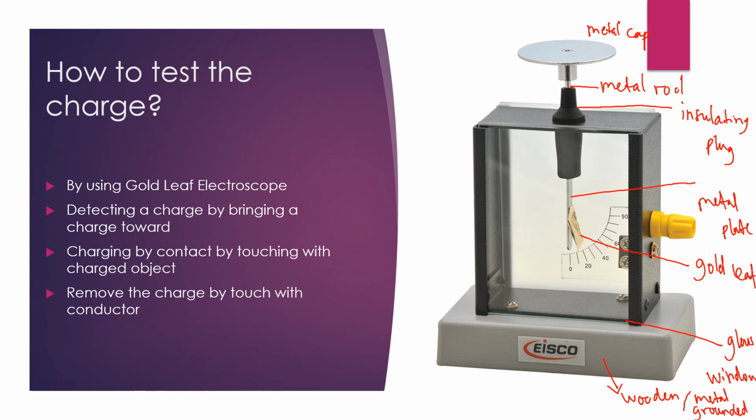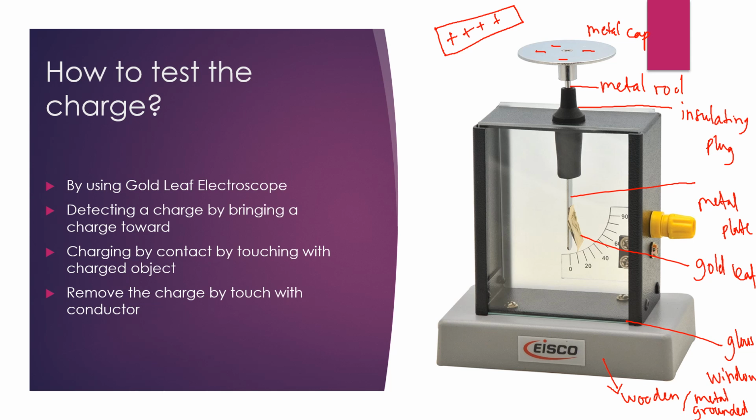Then how does it work? If you put the charged object near the head of the electroscope, just bring it near. For example, this is a positively charged one. Of course, the positively charged object will attract the electrons in the electroscope, so the electrons will be attracted in here, and the metal cap will be negatively charged.